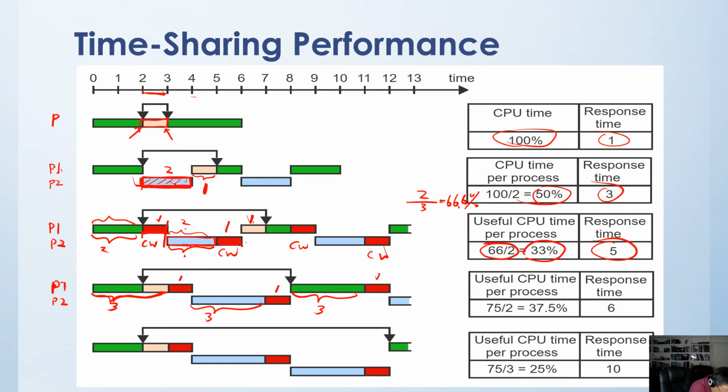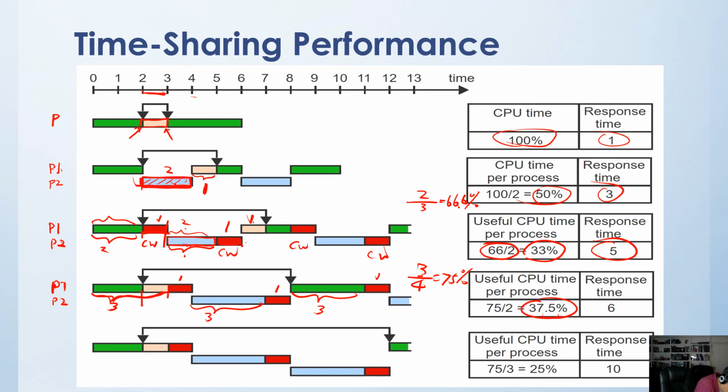So that means the useful CPU time is 3/4. Only 1/4 of the time is wasted on the context switching. The 3/4 of the time is useful time. So that's 75%. Now, you're going to divide this 75% between P1 and P2. So each only gets half of this, so it's just 37.5%.